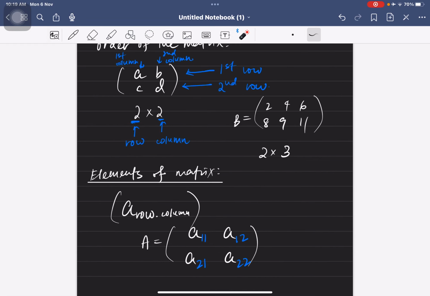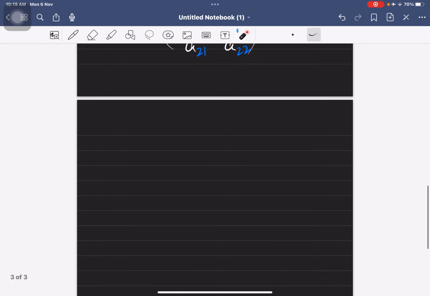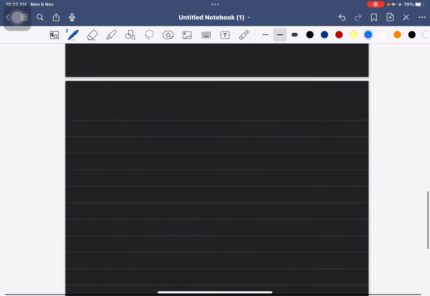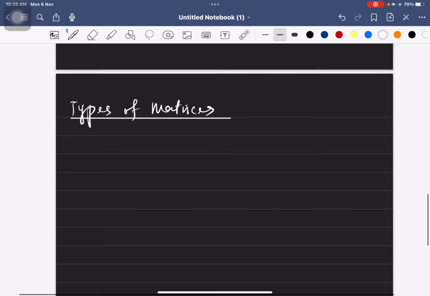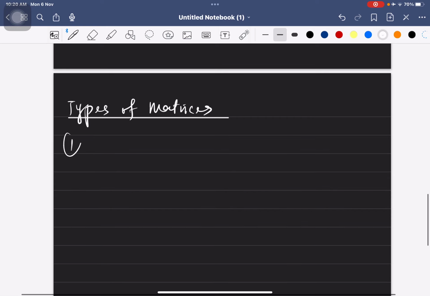And then the types of matrices. This one is quite important. These are terminologies you need to understand in order for you to proceed to do the questions. The first very important one is what we call the null matrix, or sometimes in different textbooks they use zero matrix, but null matrix is more common.